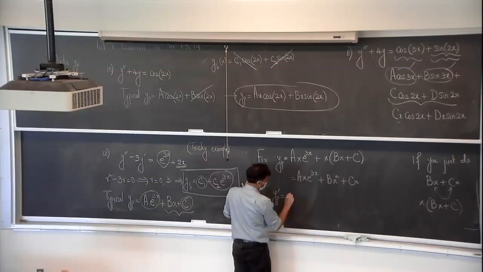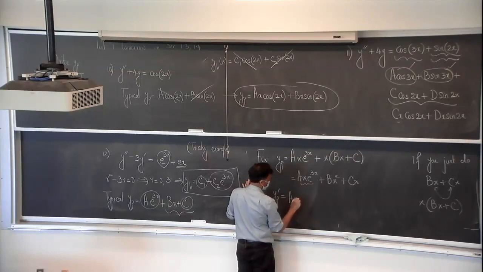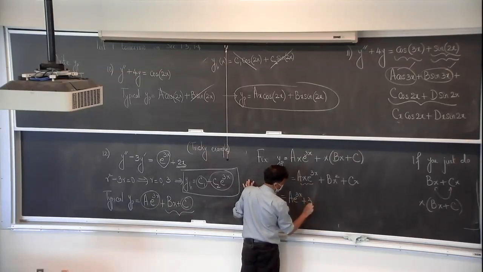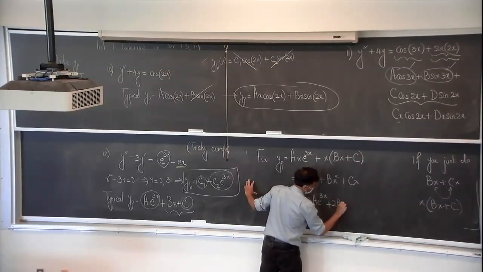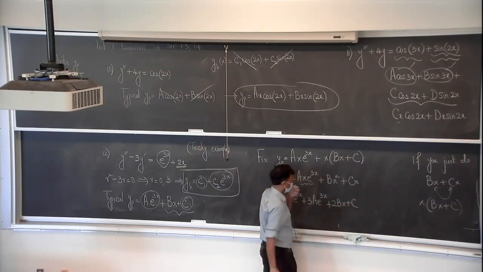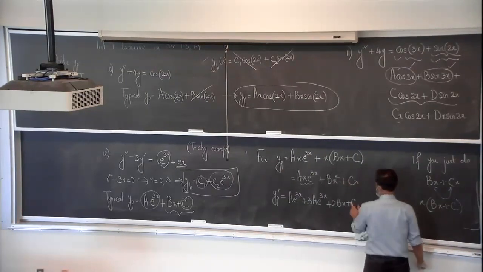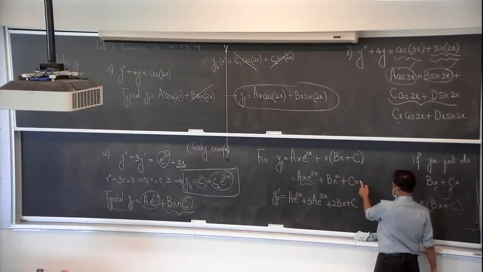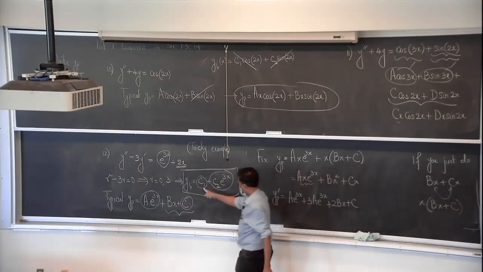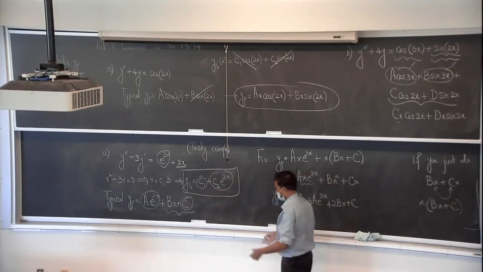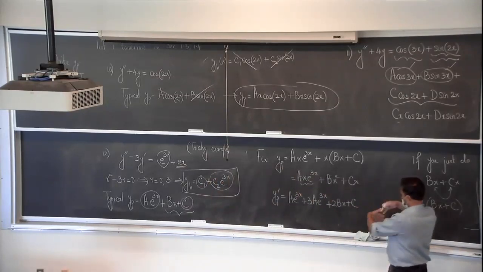yp prime would be a e to the 3x, product rule here. 3a e to the 3x plus 2bx plus c. I've seen students writing bx squared plus cx and then they feel bad and write another d here. But then you're creating an additional problem because that d is linearly dependent with c1. So please don't do anything artificial here. Let the math take care of itself.